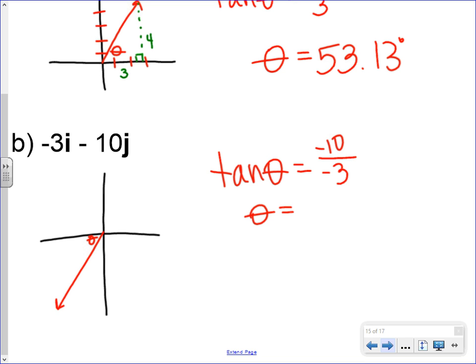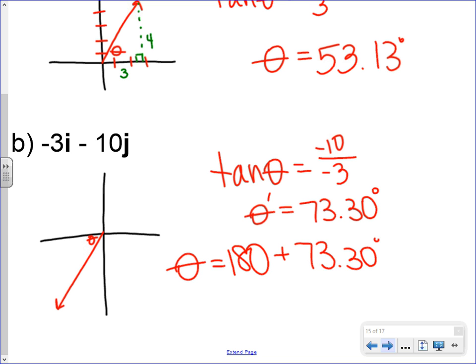Lindsay, did you type it in your calculator? What do we get? 73.30. Is that describing the angle for negative 3i minus 10j? It is not. That is a first quadrant angle. That's all you're going to get out of the inverse tangent. So, in order to get the actual angle, what do I need to do with 73.3? Since we're in quadrant 3, we need to add that to 180. So that's actually our reference angle. So theta is actually, since we're in the third quadrant, 180 plus 73.3. So our angle is 253.3.